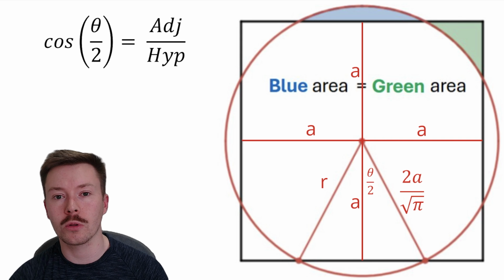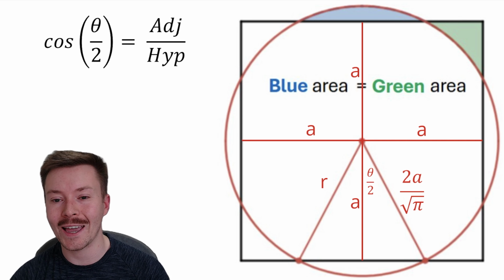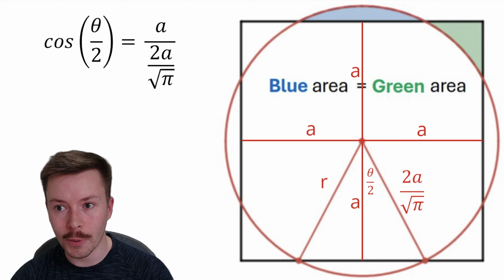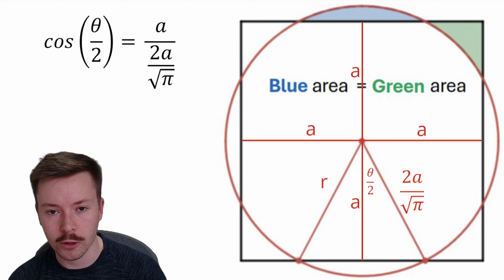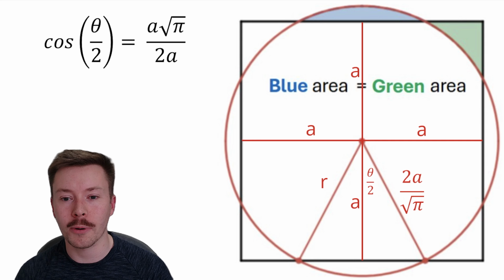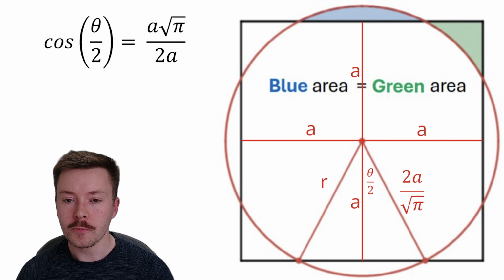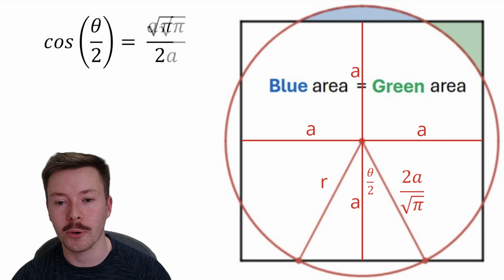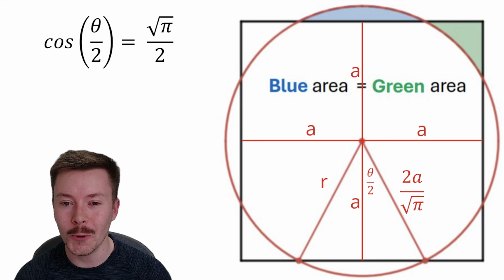And so if we substitute the values in for the adjacent, which is a, and the hypotenuse, which is 2a over root pi, we get this. Multiplying the top and the bottom by root pi will give you this, a root pi over 2a. Now the a's top and bottom will cancel, or we can just divide top and bottom here by a, so we get root pi over 2.